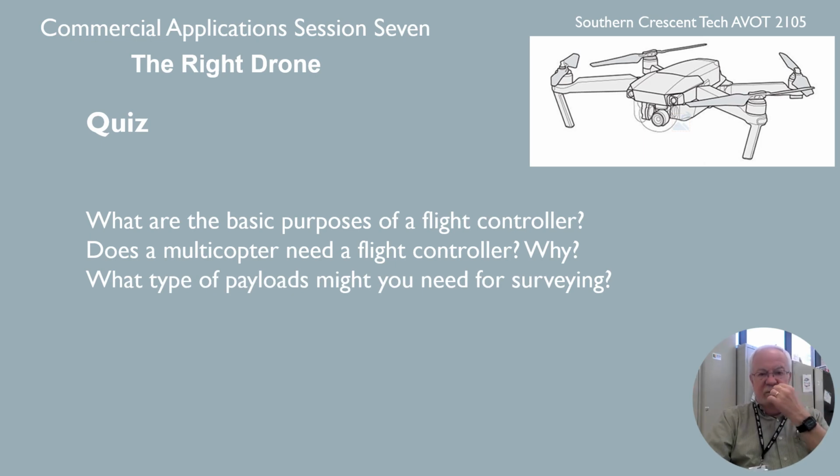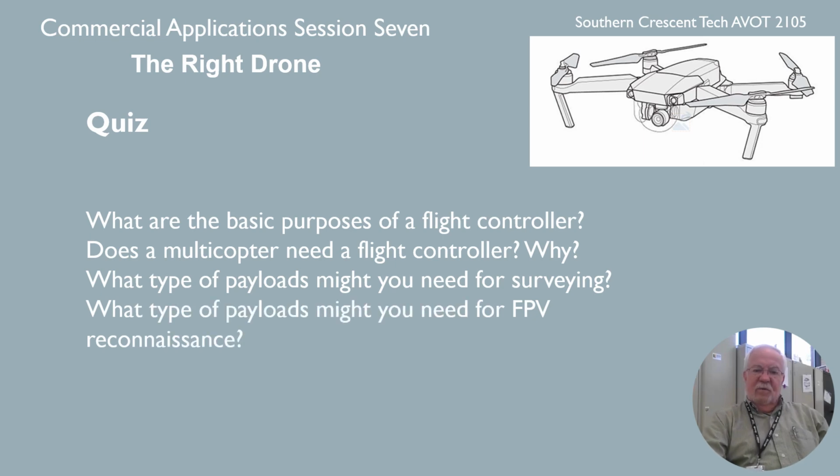Okay, what type of payload might you need for surveying? You need a camera, obviously, some kind of a trigger mechanism to make it click, click, click, click the pictures as it's going along over the area. Of course, it would need GPS, I already said GPS, didn't I? Yeah. What type of payload might you need for reconnaissance? You'd want a gimbal to mount, and obviously a camera and a way to transmit the video back to a monitoring station somewhere.